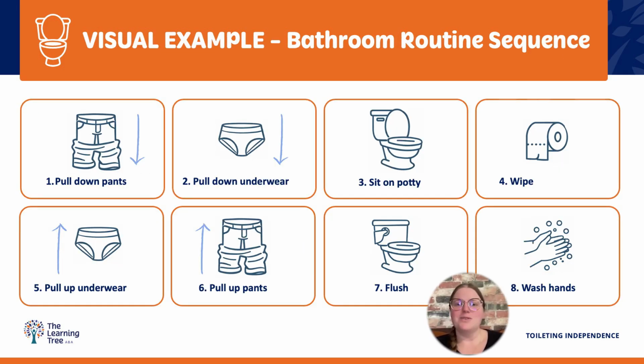All right, we have a visual example of a bathroom routine sequence. Step 1, pull down pants. Step 2, pull down underwear. Step 3, sit on potty. Step 4, wipe. Step 5, pull up underwear. Step 6, pull up pants. Step 7, flush. And step 8, we're going to walk to the sink and wash our hands.